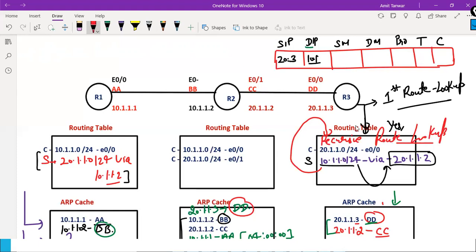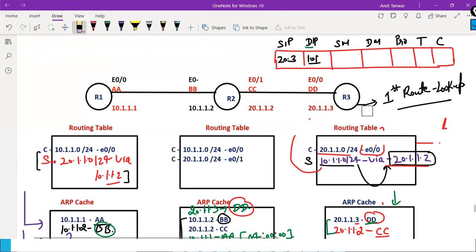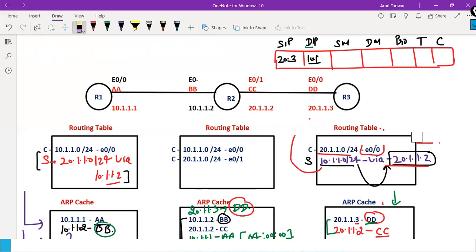So in the recursive route lookup, router 3 will get to know, okay, 20.1.1.2, so we have reachability for the 20 network and we take the exit E0/0. So it means we have reachability over here. With the help of the second lookup, the router knows yes, we have the reachability and how to go. The next hop is 20.1.1.2, and to reach that next hop it uses the exit interface E0/0. Then it will check its ARP cache.